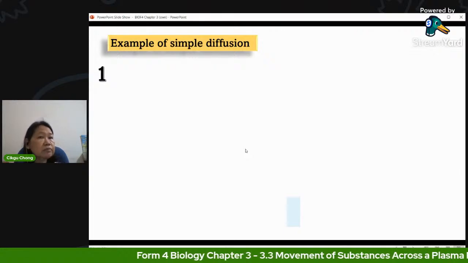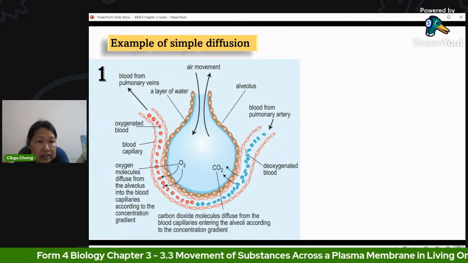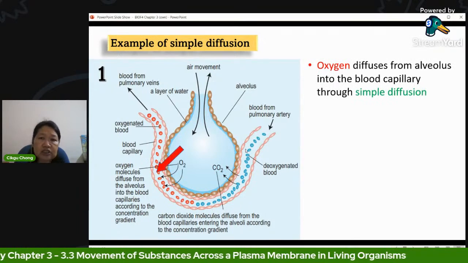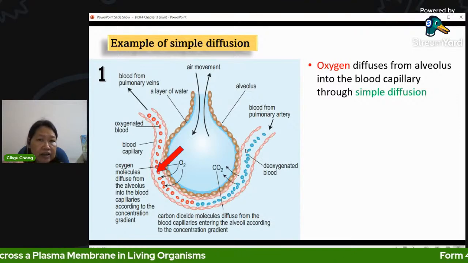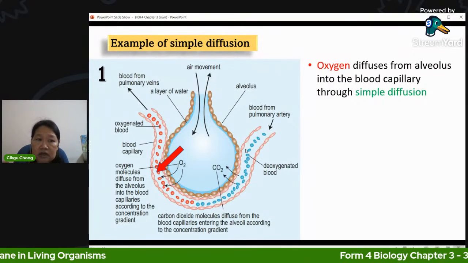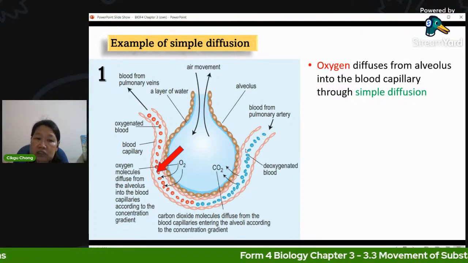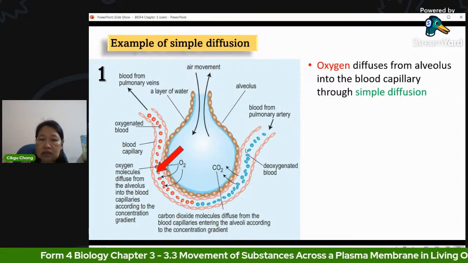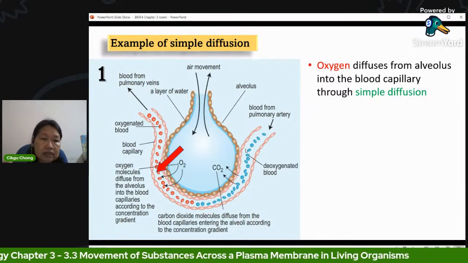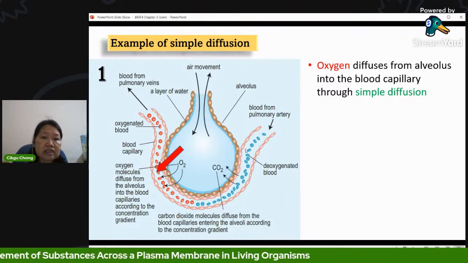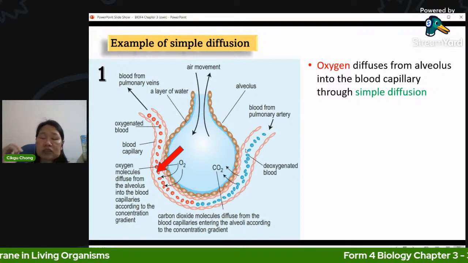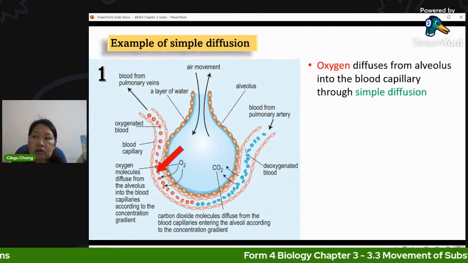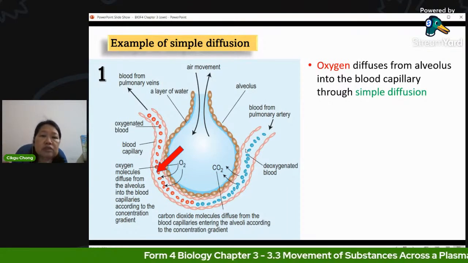So this is an example of simple diffusion. This one I mentioned about the alveolus. Oxygen diffuses from the alveolus into the blood capillary through simple diffusion because there is higher concentration of oxygen inside the alveolus compared to the oxygen inside the red blood cells, because this comes from the body cells. This blood that comes to the alveolus here is without oxygen, or deoxygenated blood. So therefore, there will always be more oxygen in the alveolus compared to in the blood. Therefore, oxygen will diffuse inside.